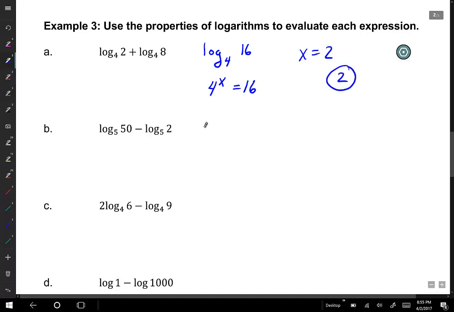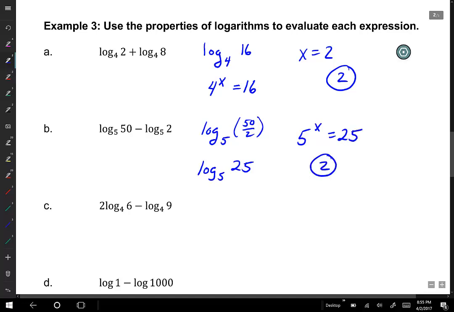Our next one, we have log of 50 minus log of 2, so that's going to become division. So 50 over 2 is 25. And so we have to say 5 to what power equals 25? Well, once again, our answer is 2. Seems like that's a consistent answer there.